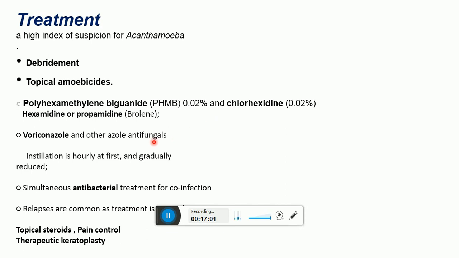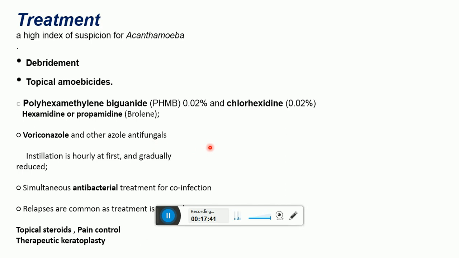Hexamidine and propamidine, also known as Brolene, have greater activity. Voriconazole and other azole antifungals may be effective. The optimal regimen has not been established. Examples include PHMB or chlorhexidine, either of these in combination with hexamidine or propamidine. Instillation is hourly at first and gradually reduced. Clear response may take 2 weeks.